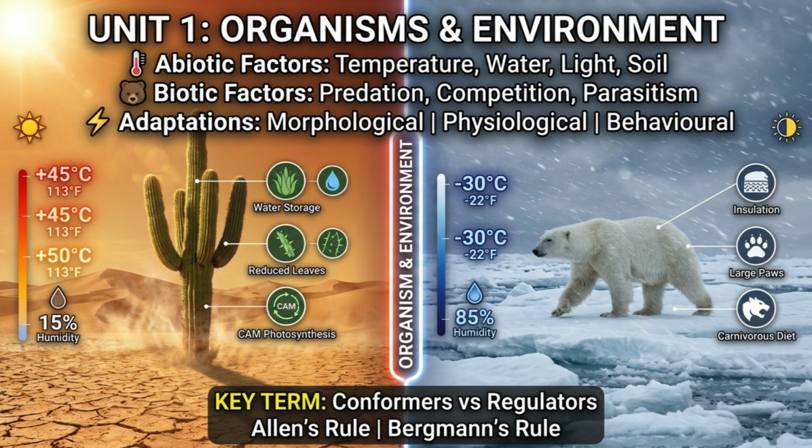Here's your neat trap question. Is a human a conformer or regulator? Regulator, always. Now, Allen's rule. Animals in cold climates have shorter, rounder extremities to reduce heat loss. Bergmann's rule. Animals in cold climates are larger. Both are NCERT gems that appear directly in NEET MCQs.